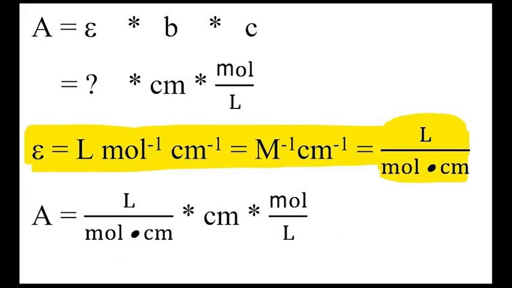Understanding the units is important. b is typically 1.00 centimeters, and concentration is typically moles per liter. Absorbance has no units, so the units of epsilon, the molar absorptivity coefficient, when multiplied by centimeters and moles per liter, must cancel out. In most cases, if b is in centimeters and concentration is in moles per liter, then the units of epsilon are liters per mole per centimeter.